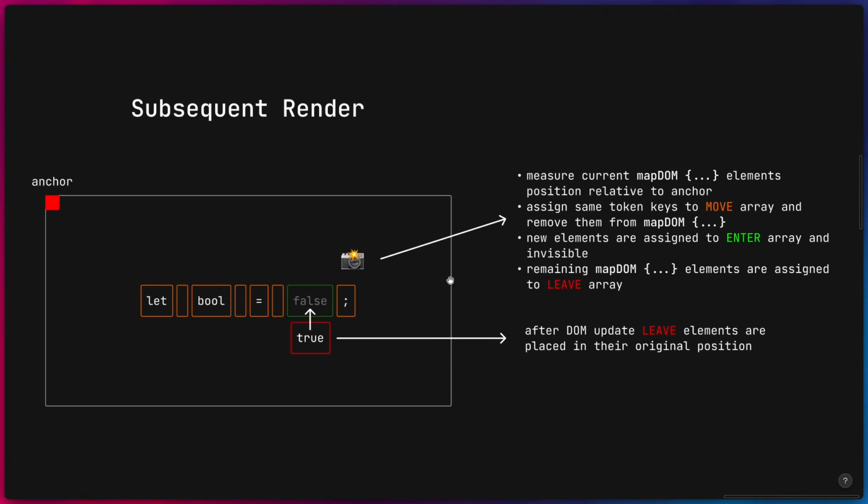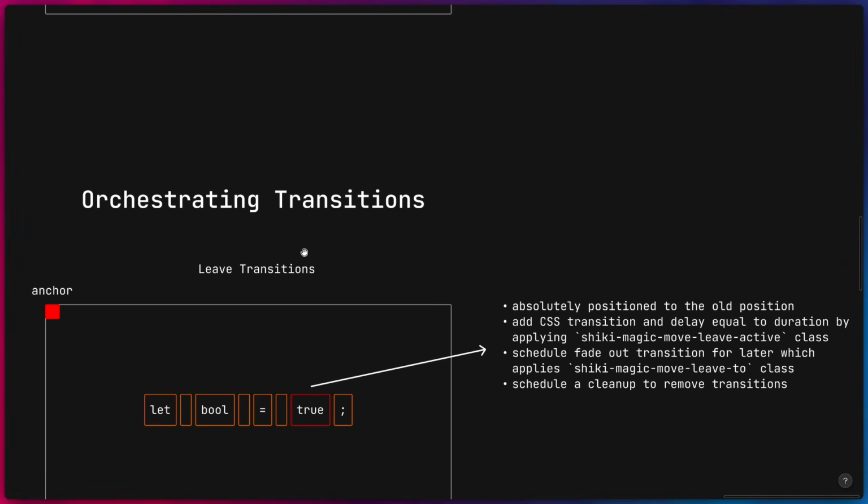So as you can see in this example, true is already here at its original position, and as it fades out, the new false token is going to fade in. Alright, so we can look at how we orchestrate the transitions.